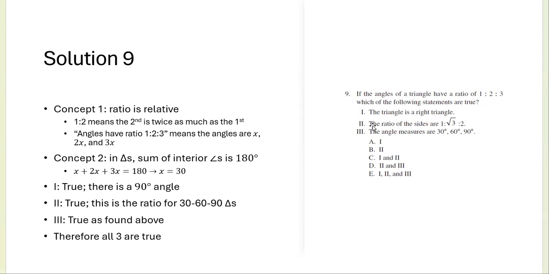How about item number 2? The ratio of the sides are 1 to square root of 3 to 2. Yes, this is a 30-60-90 triangle relationship. Okay. And then, as I just said, it's a 30-60-90 triangle. So 3 is true as well. So all 3 are true.